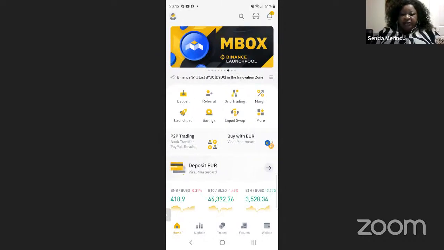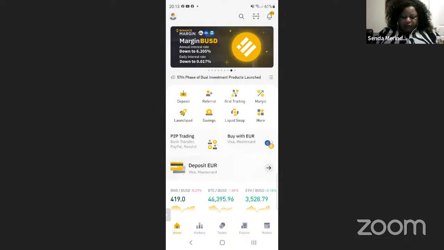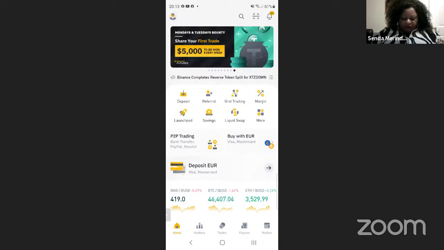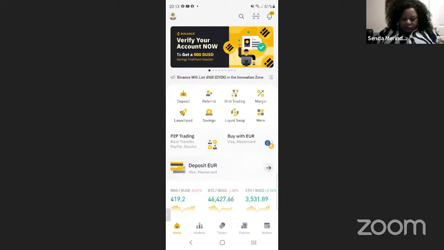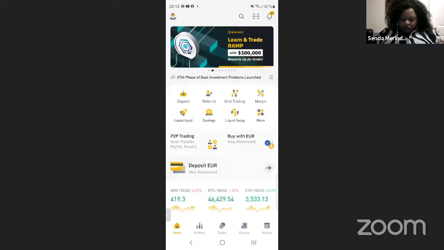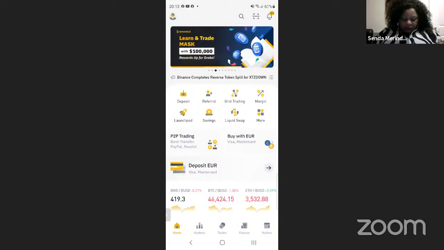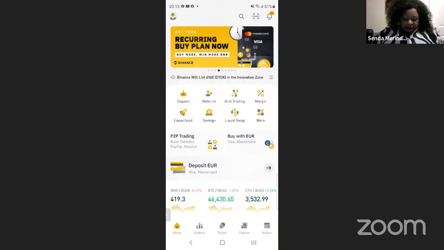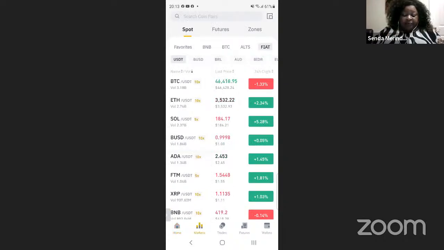And once it's in the Pro, you can see this menu here on the home page. If you look at the bottom here, there's home, there's markets, there's trades, there's futures, and there's wallets. So we are going to click on markets, which is the second one. When you click on markets, that shows you what's happening in the financial markets on all the coins. So we want to look at Algorand. When you come here, you look at the top and you're going to be on the spot. There's futures, there's zones. We don't touch those. They're for experienced traders. So we are trading on the spot.